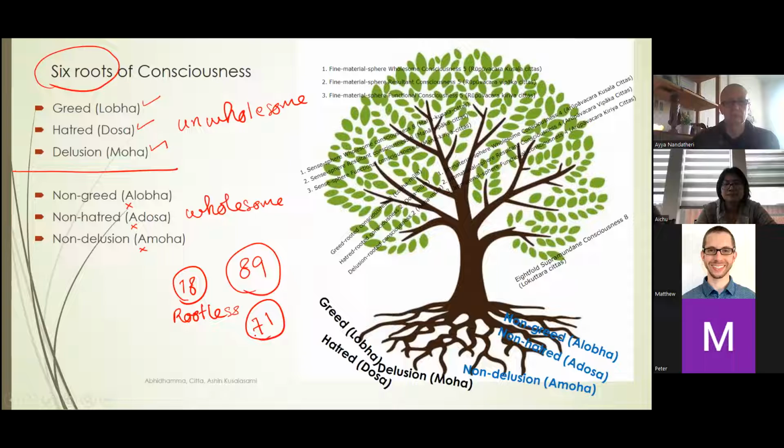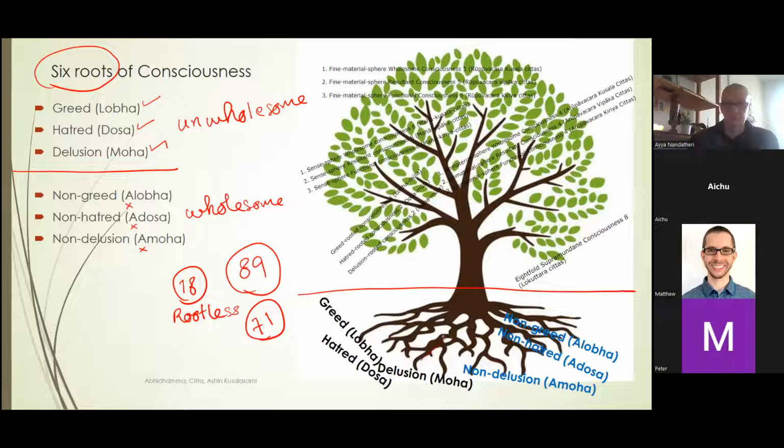So these 6 roots are working behind our thoughts, like a tree. When we look at a tree, we cannot see the roots. What we can see are the flowers, the fruits, the leaves, the branches, everything, but we cannot see the roots. Like this, the real roots of the tree, these 6 roots are working behind our thoughts.